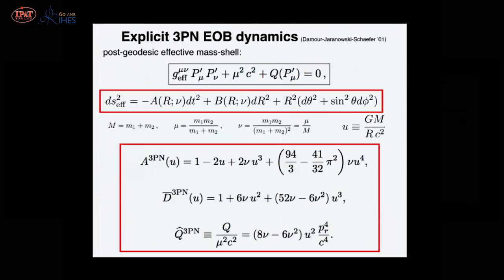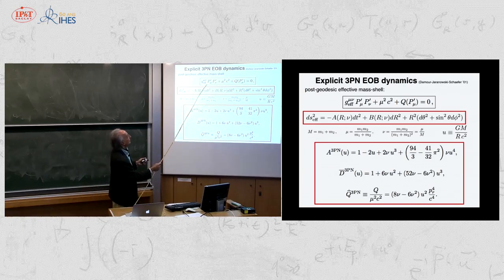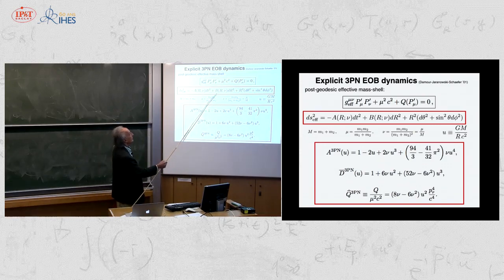And at the end, for instance, here I've written explicitly the effective one-body dynamics of a system of two black holes at the third post-Newtonian approximation, which means V^6 over C^6. You know, this is a three-loop approximation to Einstein's equation. It is equivalent to saying that the effective particle satisfies a mass shell condition, which is a geodesic term plus a correction which is quartic in momenta.